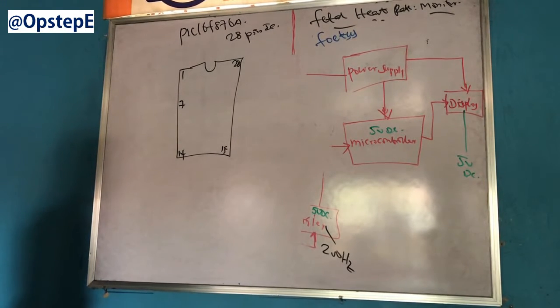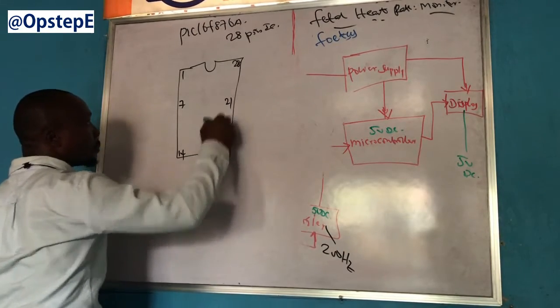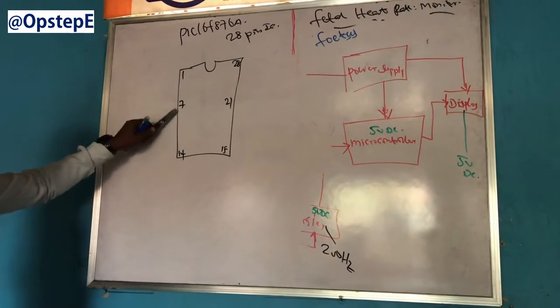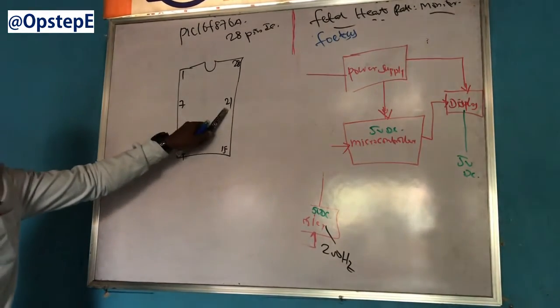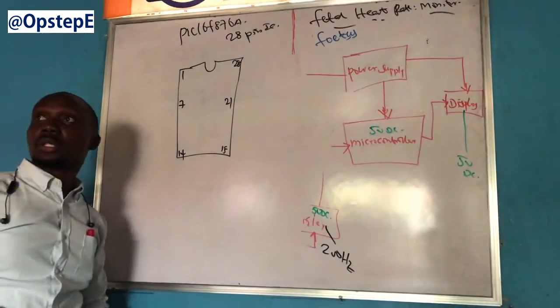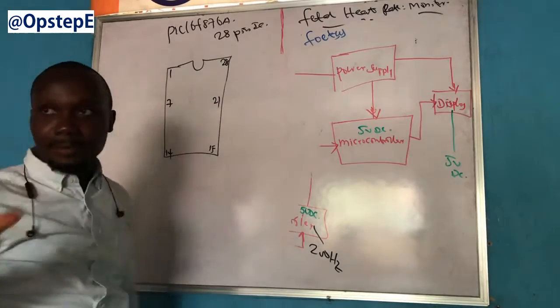So 15, 16, 17, 18, 20, 21. Alright. So you have pin 1 to pin 14, and pin 15 to pin 28. Does that make sense? The microcontroller you're actually using is the PIC 16F876. It's a 28 pin IC.